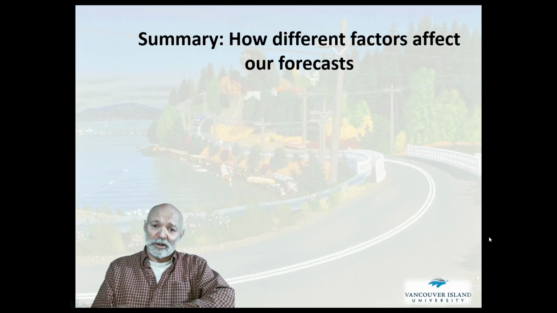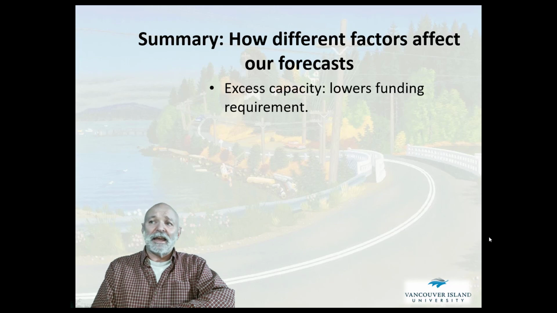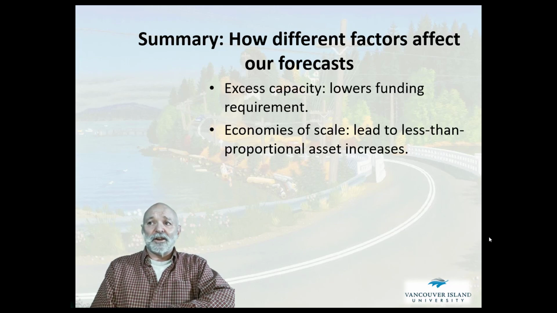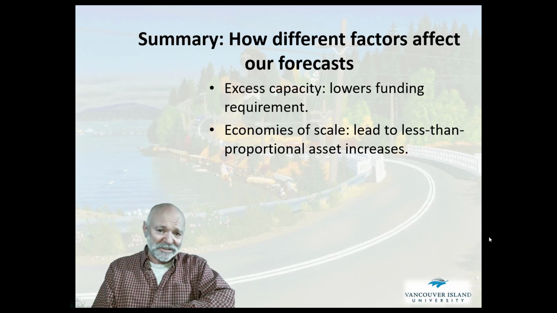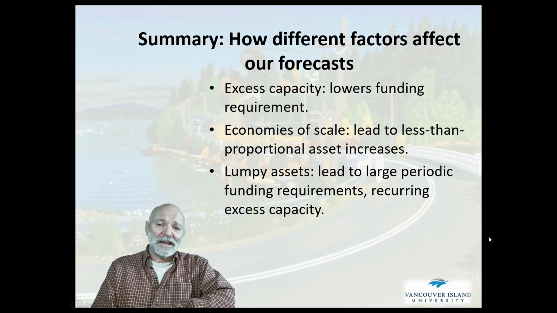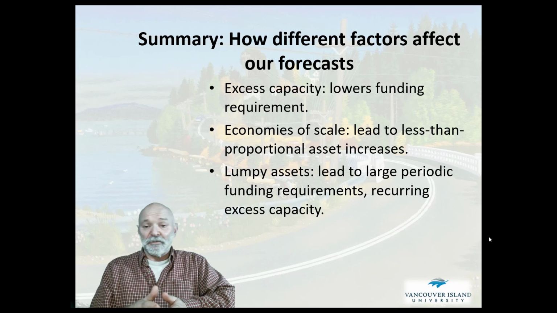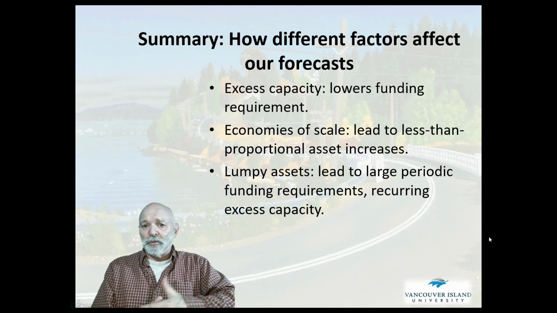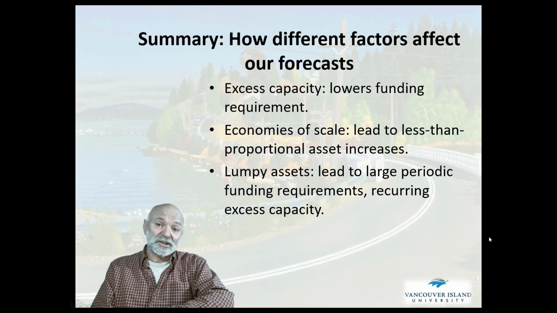So, in summary, looking at those three special cases about asset to sales, excess capacity lowers our funding requirement. Economies of scale lead to less than proportional asset increases, and lumpy assets means that from time to time we have to make a huge investment in additional capacity, but we may go from one period to the next without actually having to do that.